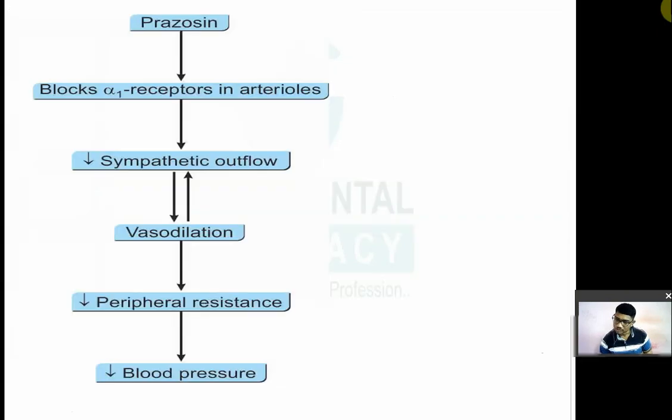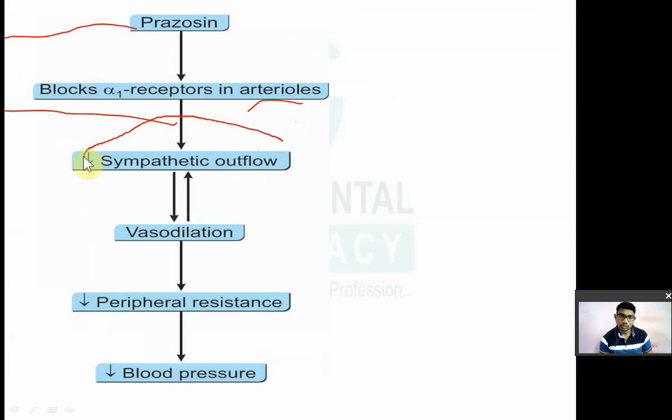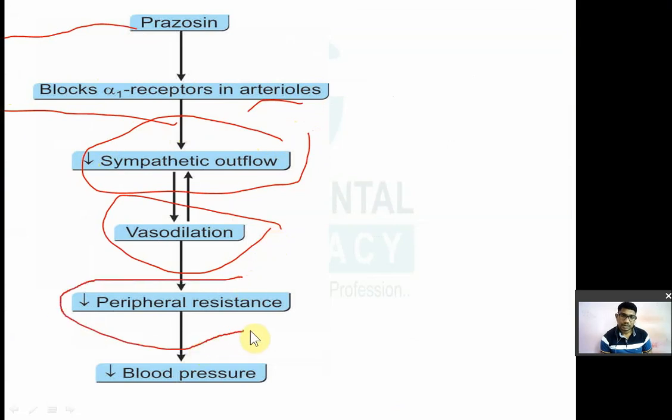You can see over here again the mechanism of action of the same. This prazosin will block the alpha 1 receptor in the blood vessels, particularly arterioles, and because of that it will cause vasodilation and will decrease the sympathetic outflow. It will cause vasodilation and will decrease the peripheral resistance. And if peripheral resistance is decreased, that means blood pressure is also decreased.